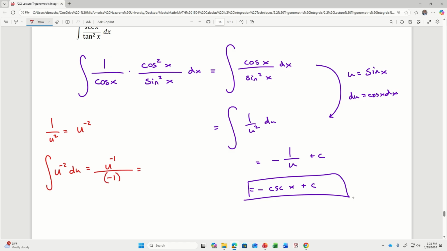And that makes it negative u to the negative 1, which is negative 1 over u.